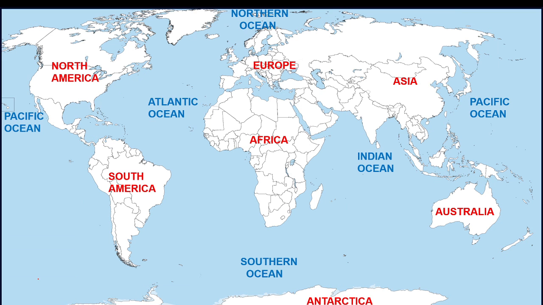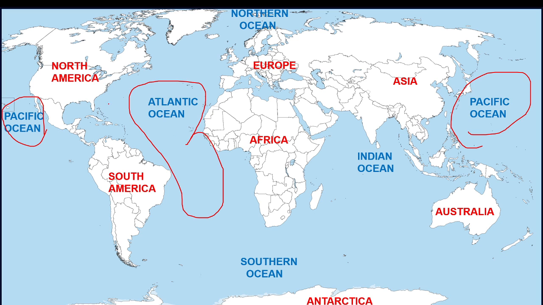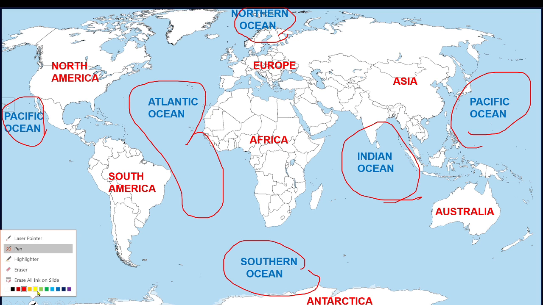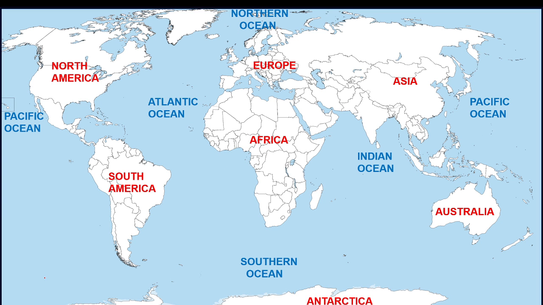And now we see the 5 oceans. Pacific Ocean on both sides of the world map, followed by Atlantic Ocean, which separates North and South America from Europe and Africa. Indian Ocean, Southern Ocean or Antarctic Ocean, Arctic Ocean or Northern Ocean. These are the 5 oceans of the world.